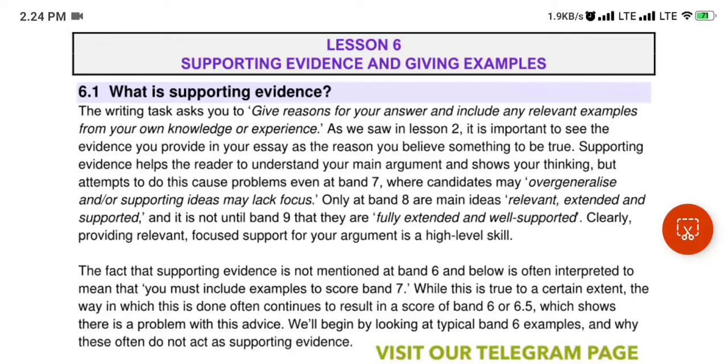We are on lesson 6, and we are going to learn about supporting evidence and giving examples today with you, Asilbek Kurbanov. So, 6.1, what is supporting evidence?